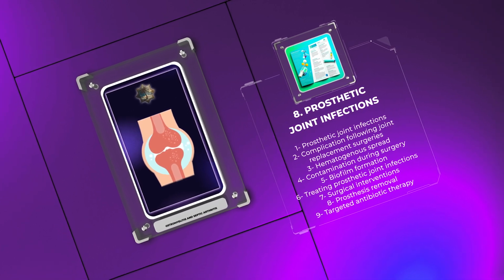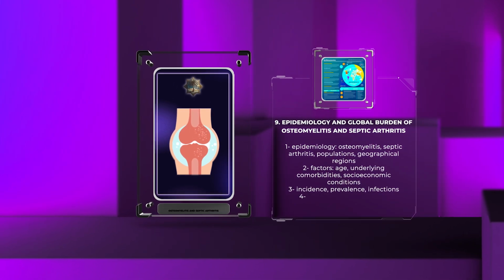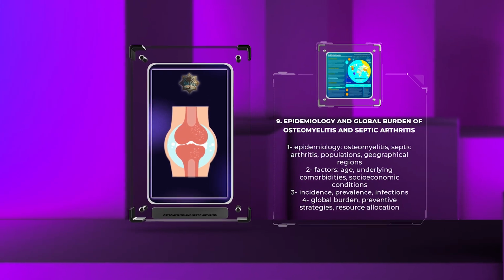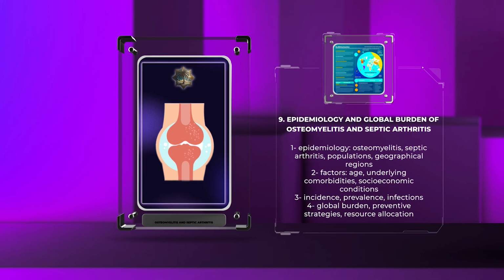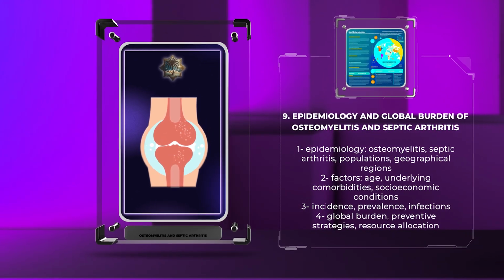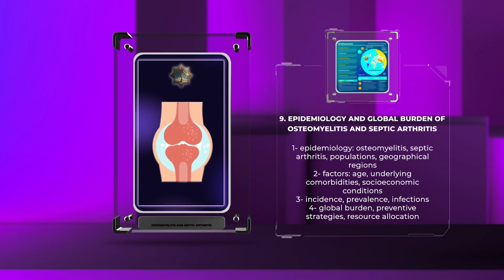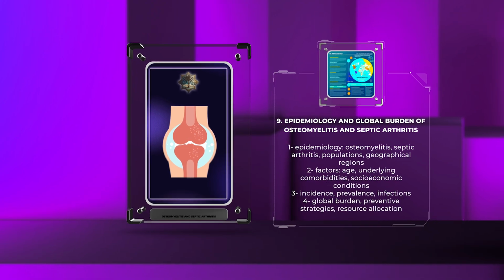The epidemiology of osteomyelitis and septic arthritis varies among different populations and geographical regions. Factors such as age, underlying comorbidities, and socioeconomic conditions can influence the incidence and prevalence of these infections. Understanding the global burden of these diseases aids in the development of preventive strategies and resource allocation.